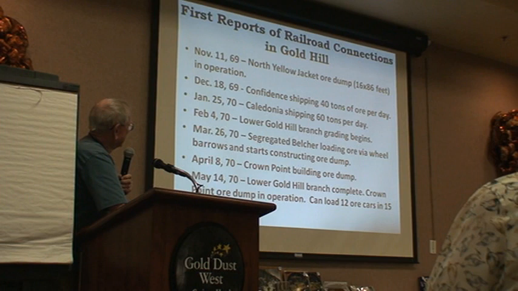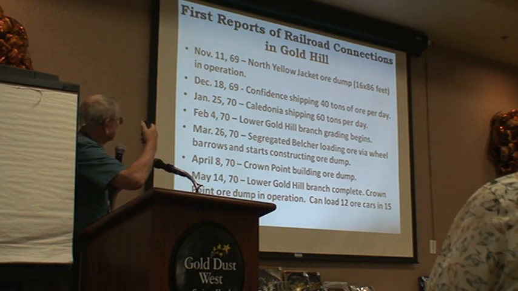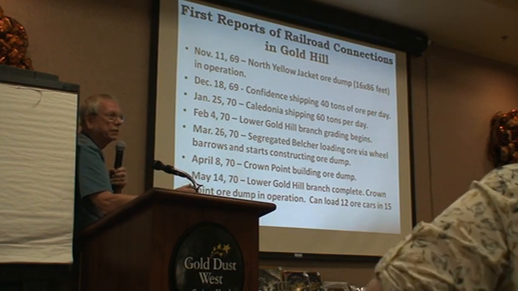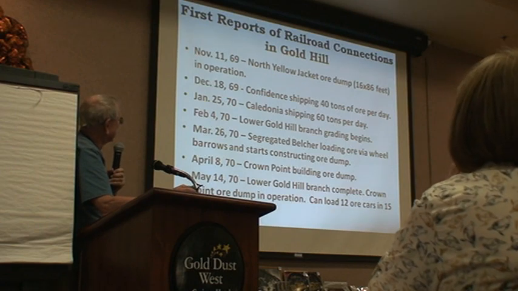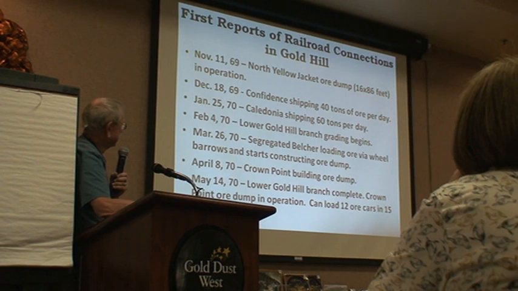By April, the lower Gold Hill branch was in, and the Crown Point was building a big ore dump, and that was finished in May. And the big deal was that they could load 12 ore cars in 15 minutes. Lots of ore was stored up waiting for the railroad to get there. So from the time the tracks got there, they started to haul revenue cars, and as they moved that track around through Gold Hill, they continued to pick up more and more customers.